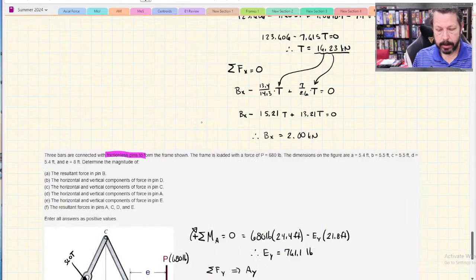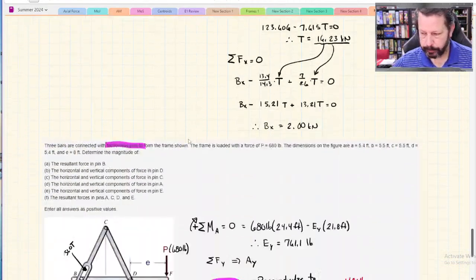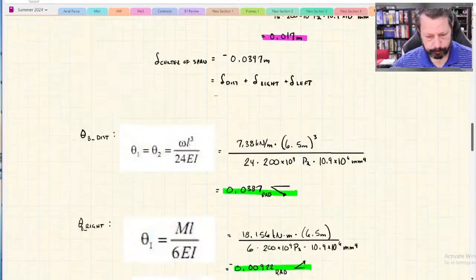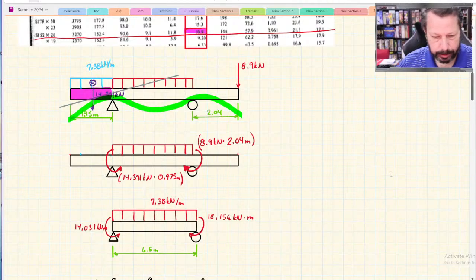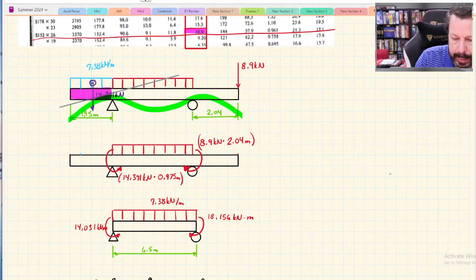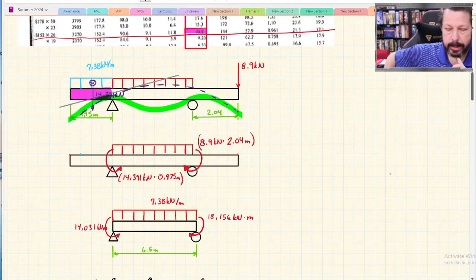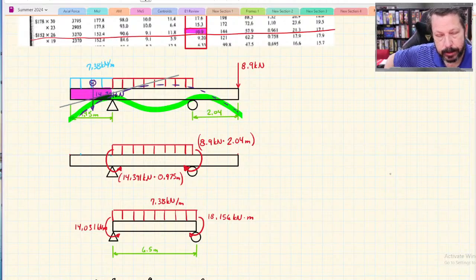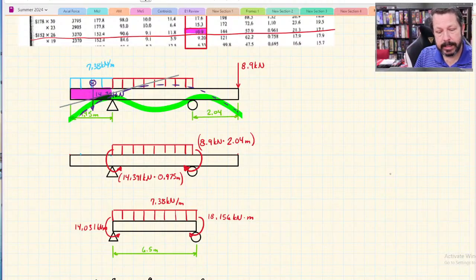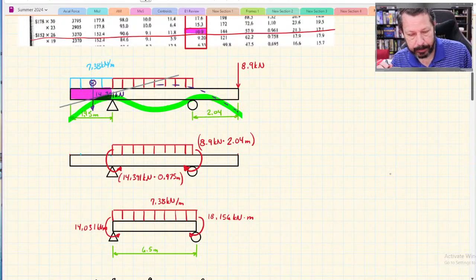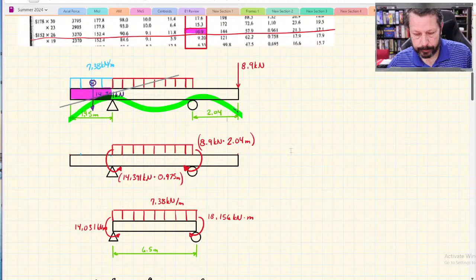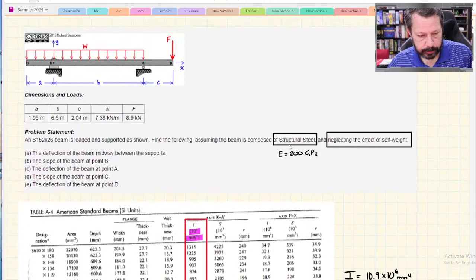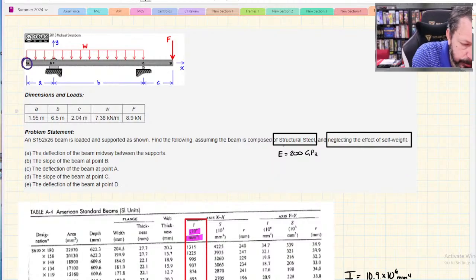Sorry. The point load 8.9 is causing the beam to do something like that. Well, the blue distributed load is also causing the beam to do something like that. So you've got to take into account all three of these different effects. Point A is the point on the very far left end, I believe. Yes, it's tiny, but there's point A.